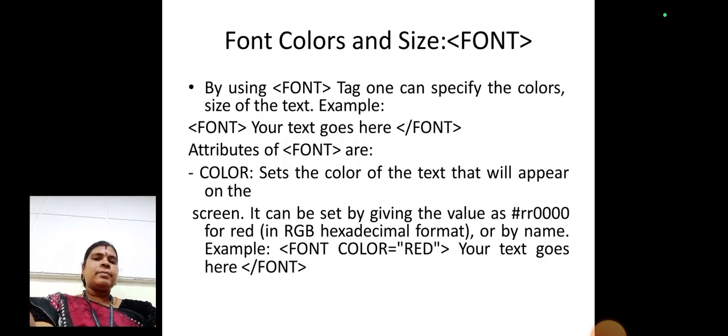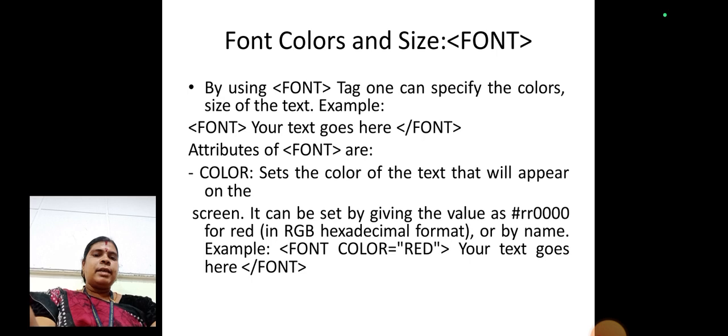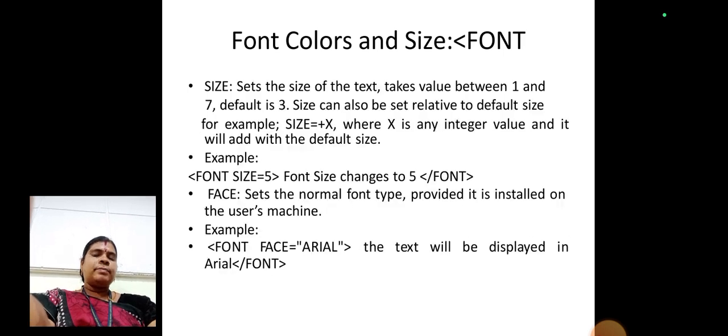Font color and size. By using the font tag, one can specify the color and size of text. Example: font tag, your text goes here, closing font. Attributes of font are color, which sets the color of the text that will appear on the screen. It can be set by giving the value in RGB hexadecimal format, such as FF0000 for red, or by name. Example: font color equal to red, text goes here, closing font tag.